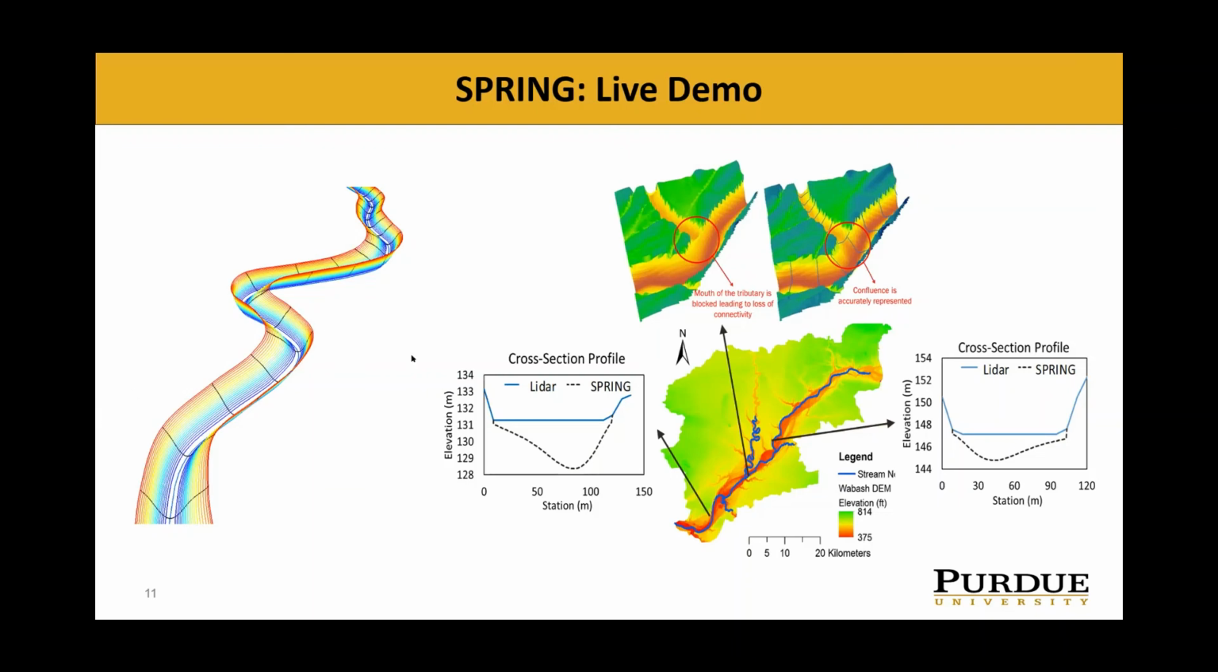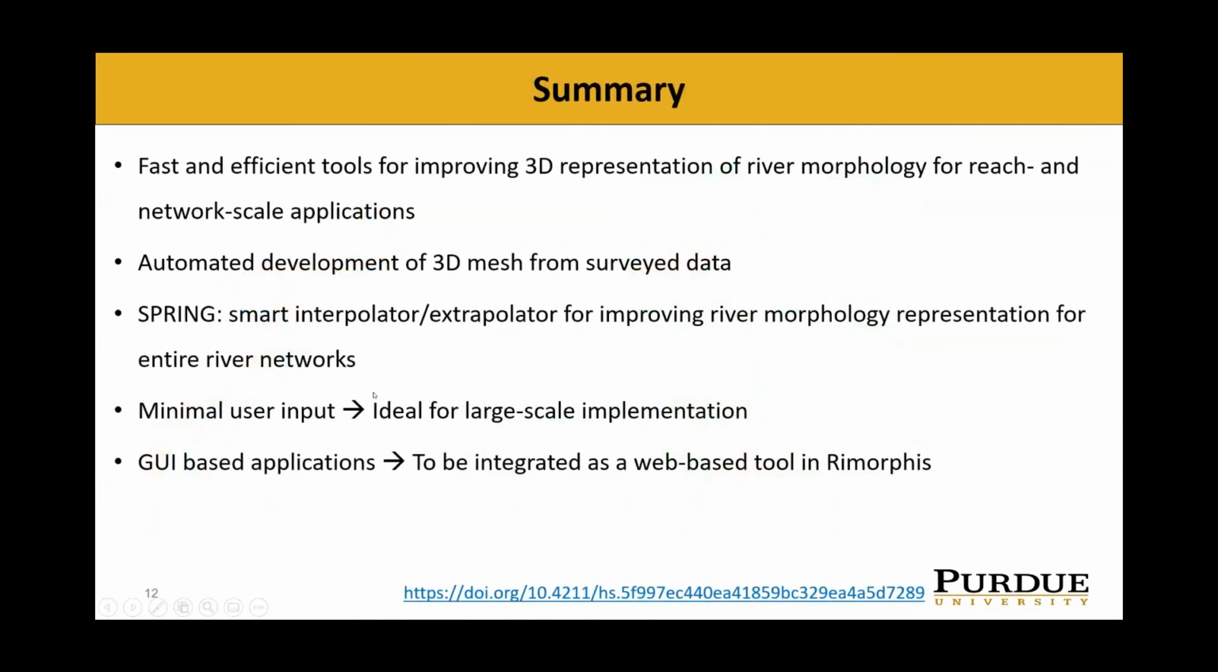So to summarize, we are developing a suite of 3 fast and efficient tools, which will help us in quickly and automatedly improve the 3D representation of rivers in D games. We are focused on having minimal user inputs so that everything gets automated and it's good for large scale applications. The first one that we presented was for a reach scale analysis where we could incorporate surveyed points. The second one was more a network scale analysis where we used whatever data we have in that river network to generate bathymetry for the entire river structure.